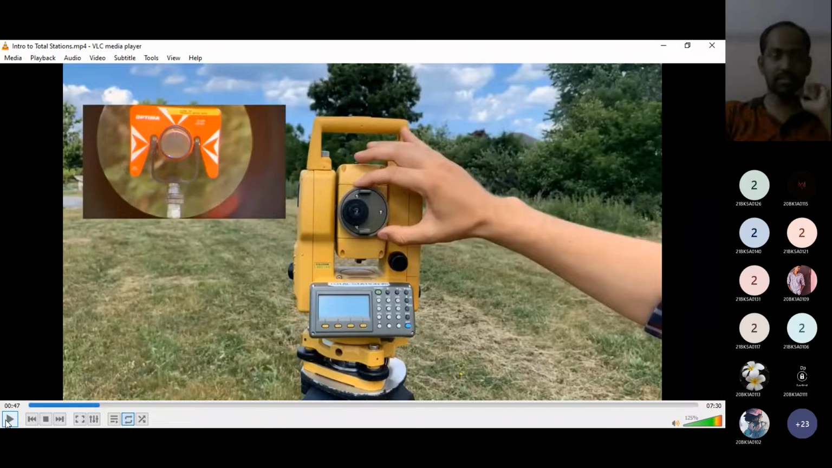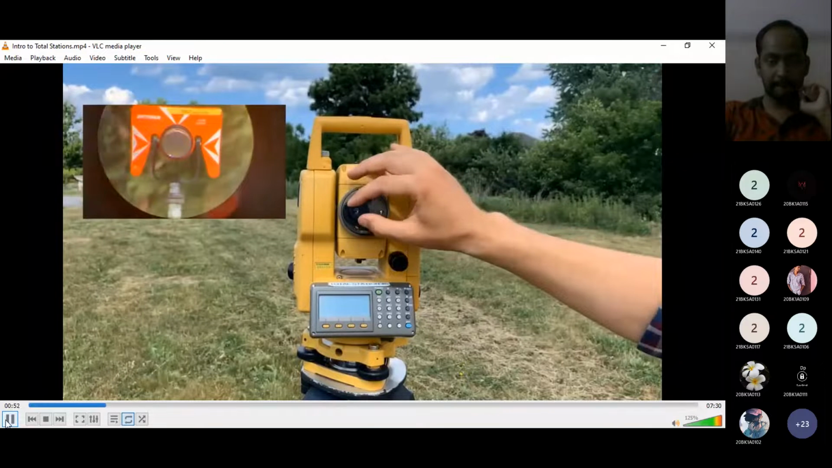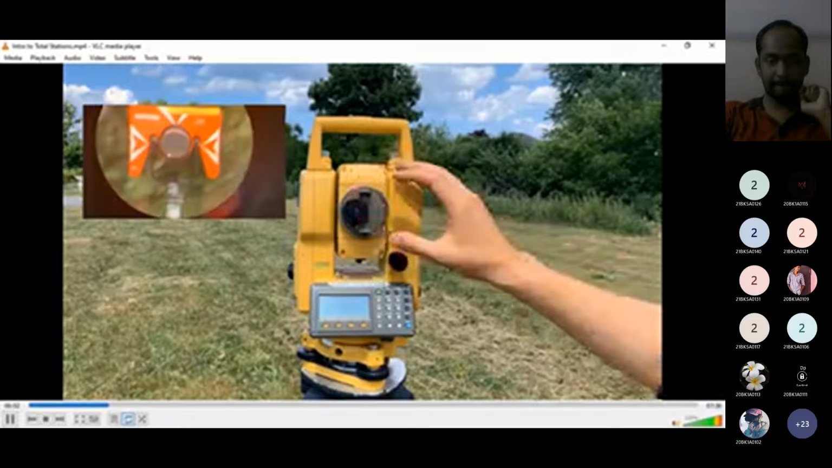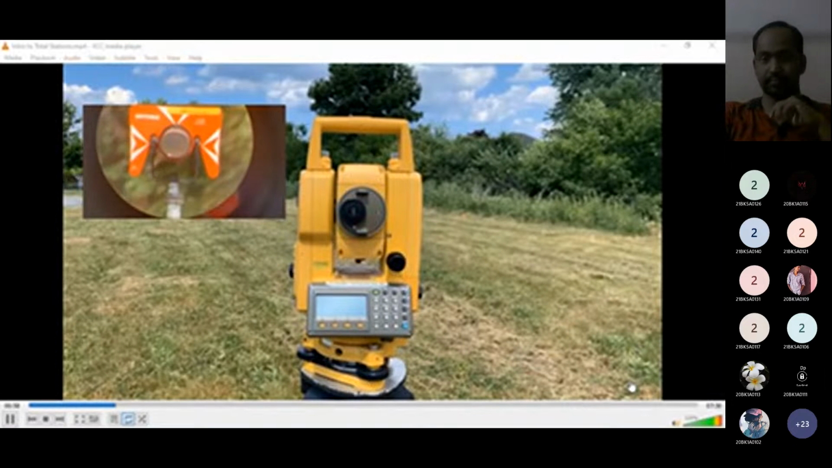Explaining each and every component of the total station. See here first, then you can ask me. We have an outer ring that adjusts the focus. We have an inner ring that adjusts the focus of a crosshair, and those help us sight the prism and make sure the prism is centered in our view.